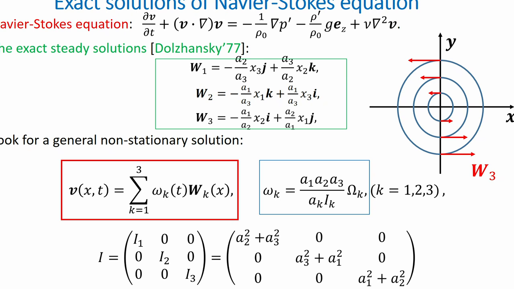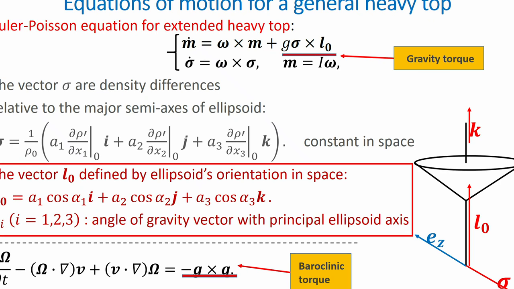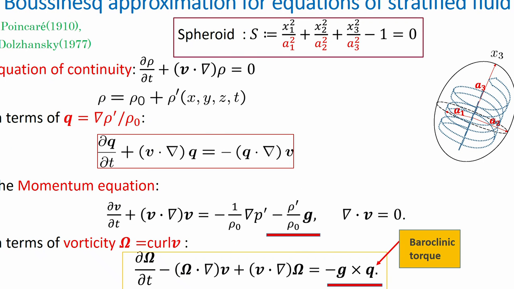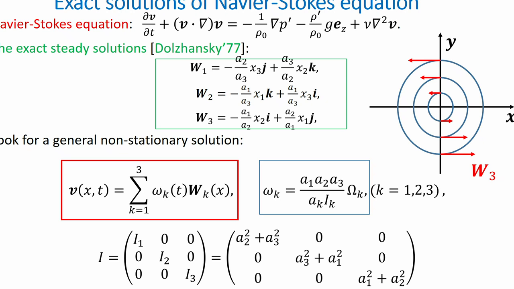Then for general flows, you may pose the following solution form and substitute this into the Navier-Stokes equations. Because we assume linear flows, viscosity doesn't work. Then you obtain the following equations. M is constructed by multiplying this small omega. Capital omega is actually the rotation, and also the vorticity. Capital omega is vorticity, and small omega comes from this.